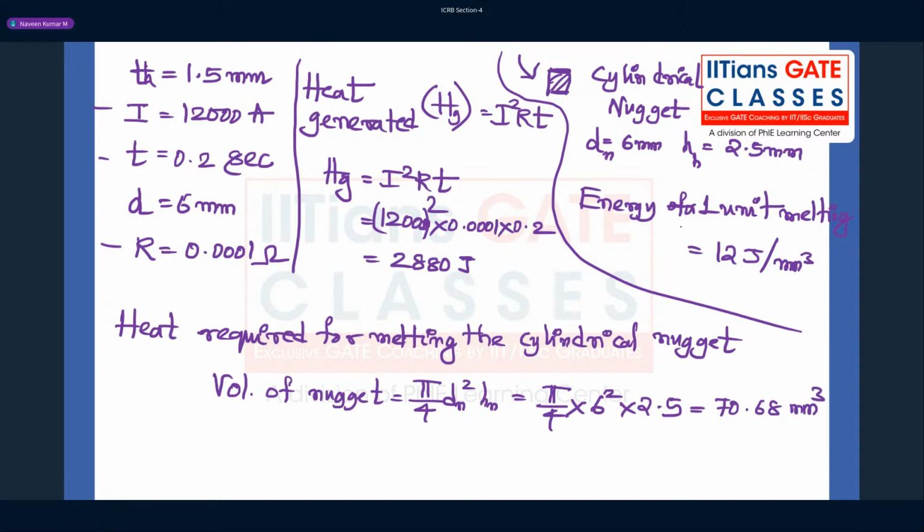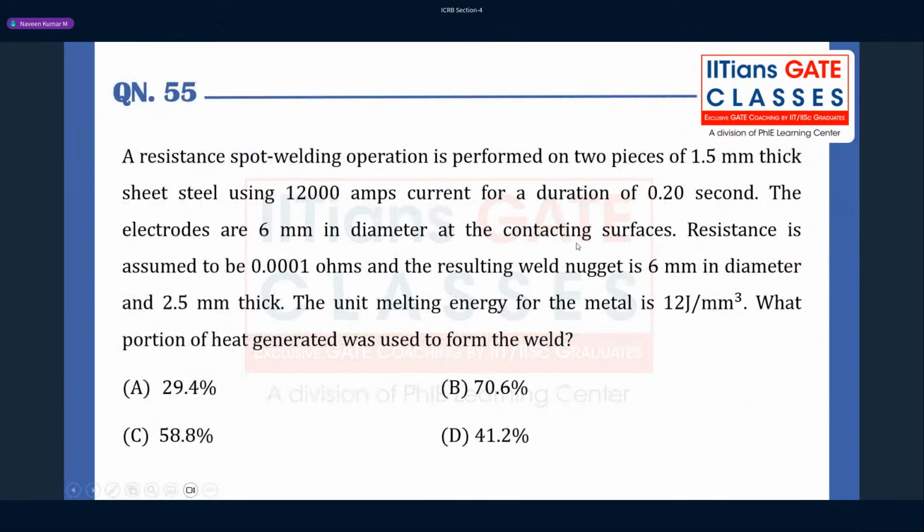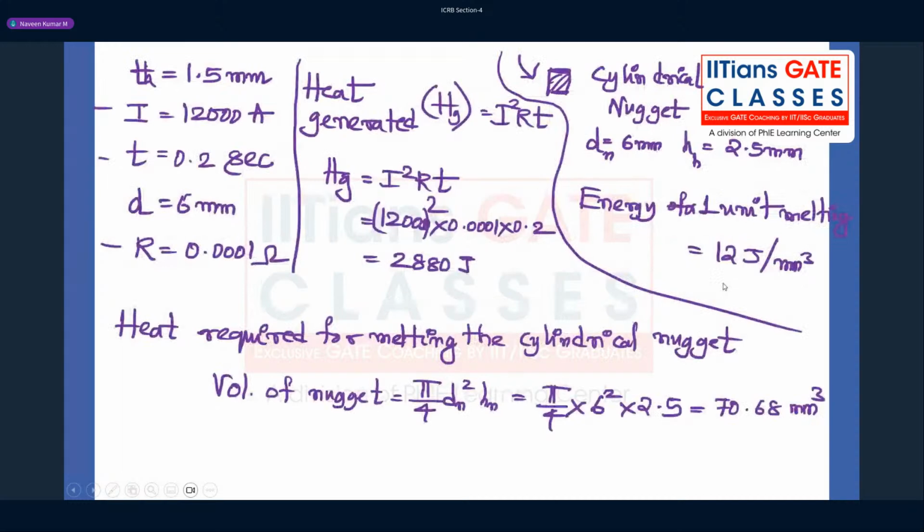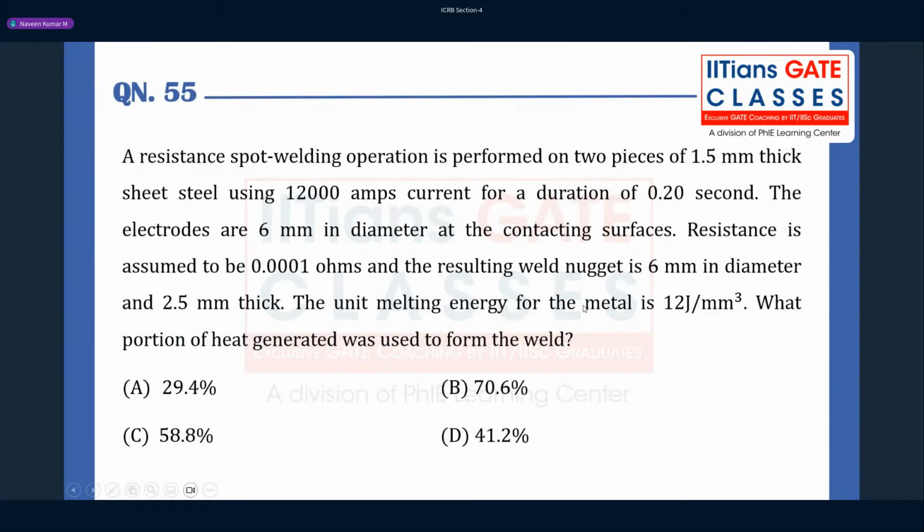So here they are saying the unit energy required for 1 unit. What is that? The energy required is 12 joule per mm cube. Right, so the unit melting energy for the metal is 12 joule per mm cube.